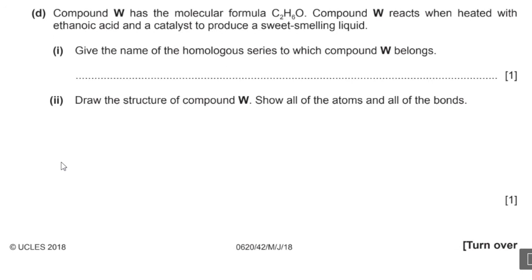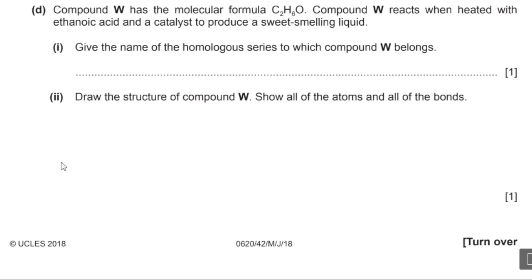The compound W has the molecular formula C2H6O. Compound W reacts when heated with ethanoic acid and a catalyst to produce a sweet-smelling liquid. This sweet-smelling liquid is an ester. 1. Give the name of homologous series to which compound W belongs. Right. So an ester forms when an acid reacts with an alcohol, which means W must be an alcohol.